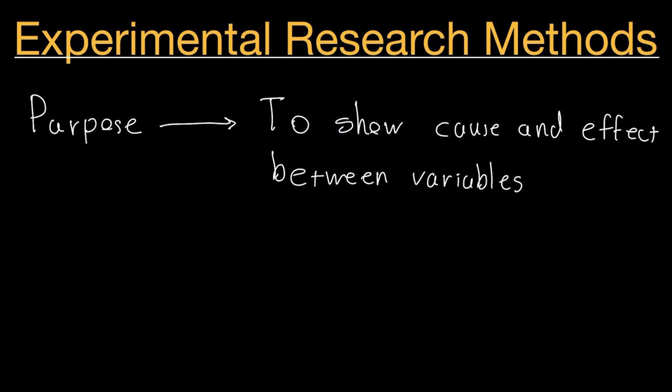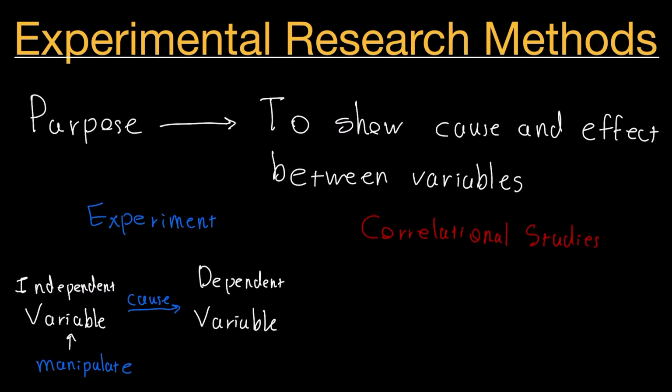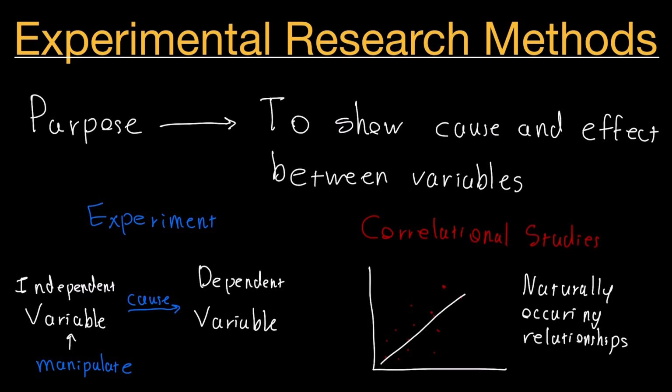The purpose is to show cause and effect between variables. Now, this is different than correlational studies, where in an experiment we have an independent variable, and the independent variable is going to cause a difference in the dependent variable, and the way we measure that is by manipulating the independent variable and then measuring the dependent variable. Now, a correlational study is different because it just looks at naturally occurring relationships between variables.